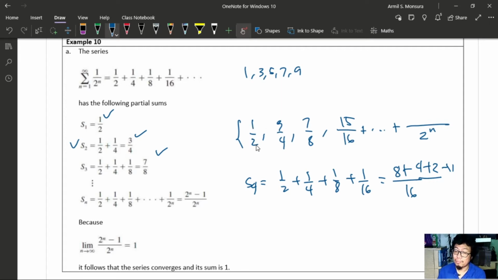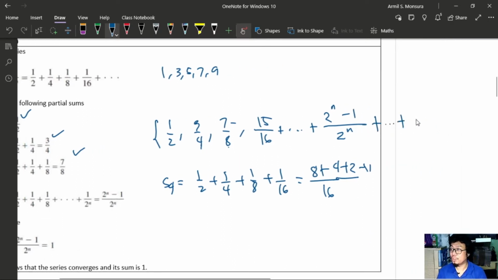the numerator is 1 less than the denominator. For example, 1 is 1 less than 2, 3 is 1 less than 4, 7 is 1 less than 8, and 15 is 1 less than 16. So the numerator is actually 2 raised to n minus 1. It's actually 16 minus 1, where 16 is 2 raised to n, and then subtract 1, so you have 15, and so on with the other terms. So you'll have this as the nth term.